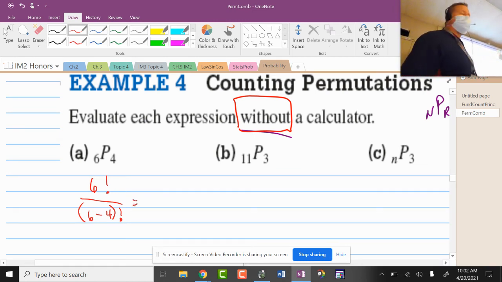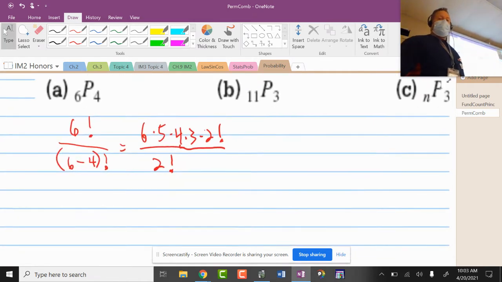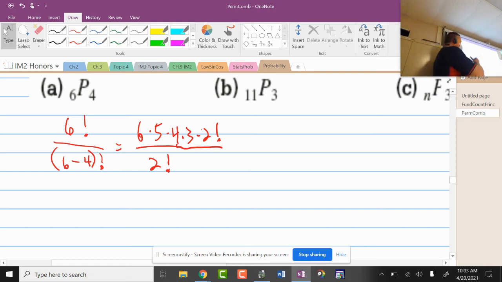Now, it's not 6 factorial minus 4 factorial. It's 6 minus 4, which is 2 factorial. By the way, what is 2 factorial? 2. But I'm going to write this the way I constructed your factorial simplification yesterday. I did that on purpose. To simplify factorials, this is what you want to do. Now, of course, 2 factorial is 2.